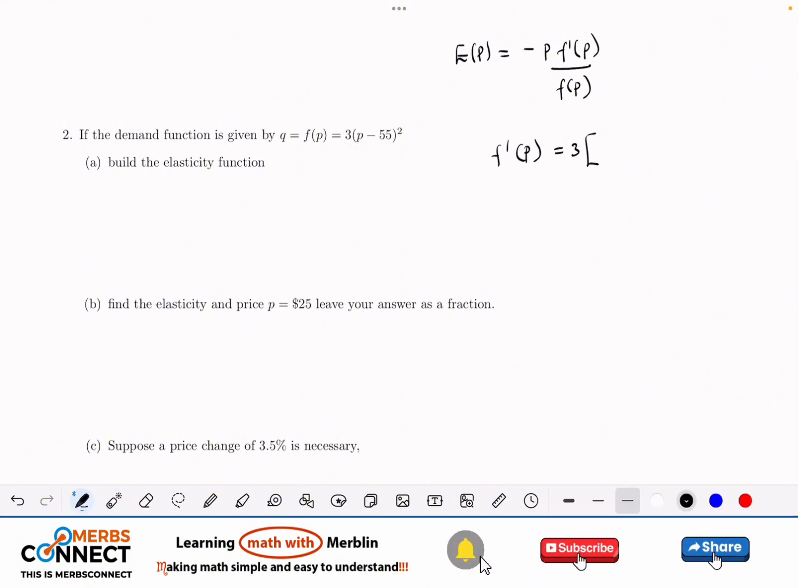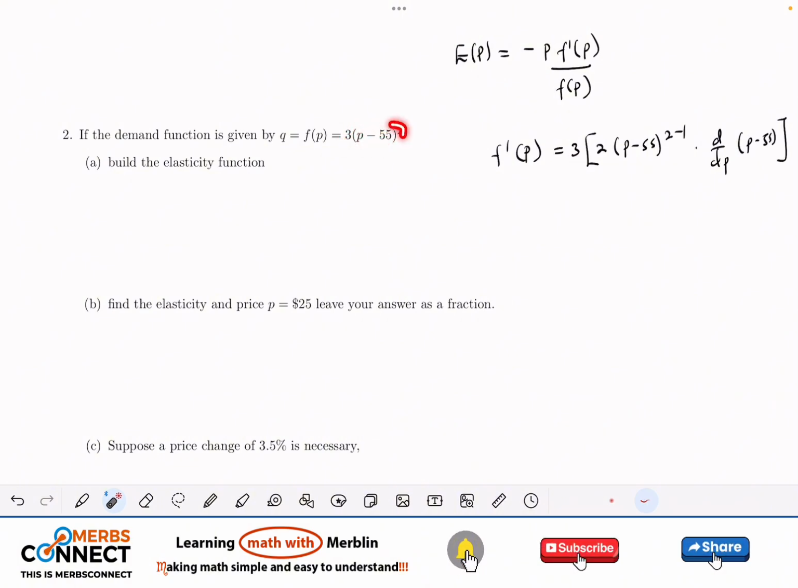So use the power rule. I drop the 2. I maintain the whole function. Subtract 1 times the derivative of what is inside the parenthesis with respect to P, so P minus 55. Close. So what did I do? 3 is a scalar, a constant multiplying the function. So I factor it out.